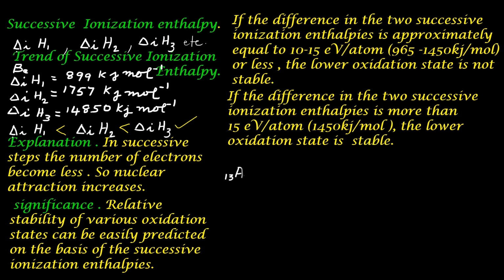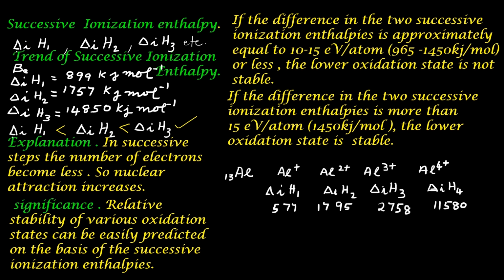We will do one more example. Aluminium, atomic number 13. First four successive ionization enthalpies for aluminium are given here. The values are in kilojoules per mole. The oxidation state of aluminium plus is +1. For aluminium 2 plus it is +2. For aluminium 3 plus it is +3. And aluminium 4 plus it is +4. Which one will be more stable?